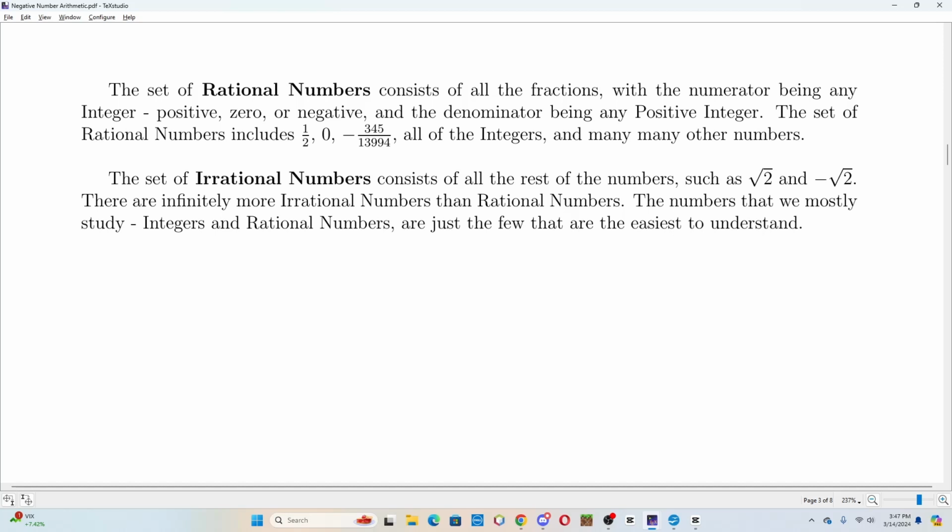The set of rational numbers consists of all the fractions, with the numerator being any integer and the denominator being any positive integer. This includes all of the integers, includes 0, and includes the negative fractions. The set of irrational numbers consists of all the rest of the numbers, such as root 2 and minus root 2. There are infinitely more irrational numbers than rational numbers. The numbers that we mostly study, integers and rational numbers, are just the few that are easiest to understand.